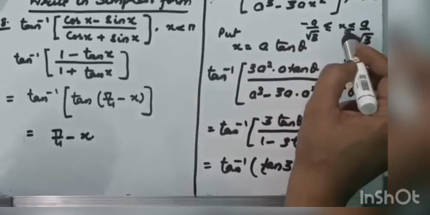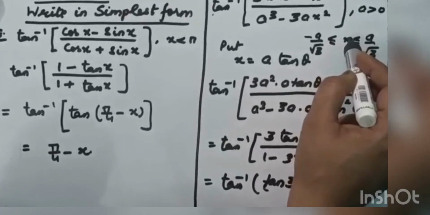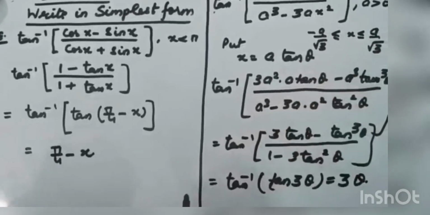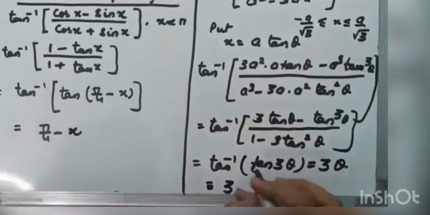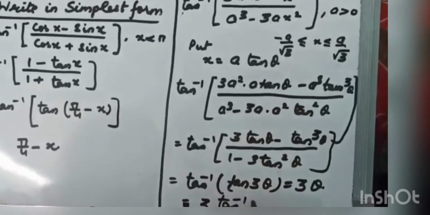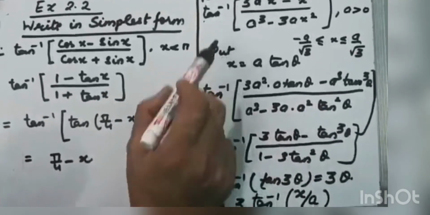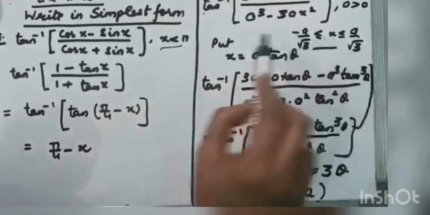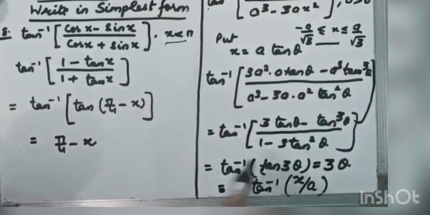If we put x equal to a tan theta here, then a will cancel, and if we try to write the value of theta, it belongs to the principal branch of tan inverse. So 3 into theta we can write from this equation, that is x equal to a tan theta. Here theta is tan inverse x upon a. So this is the simplification of this expression. In every question, conditions are given along with the statement. They are only to ensure that this angle lies within the principal branch.